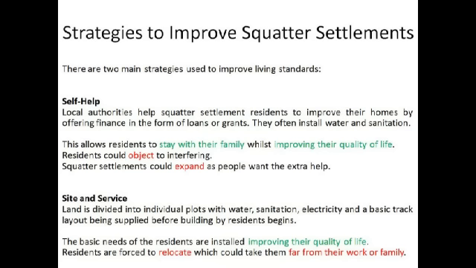Site and service is when land away from the squatter settlement is divided into individual plots, each one with water, sanitation and electricity, and there's a basic track layout, so there's roads already there before the building by the resident begins. The basic needs of the residents are installed, so stuff like water, sanitation, electricity. I think I've already said all that. But yeah, that's all installed, which improves their quality of life. But unfortunately, residents are forced to relocate, which could be seen as a good thing because it's reducing the size of the actual squatter settlement. But it could be seen as a bad thing because it takes them away from their family and place of work, and that's not very nice for them.